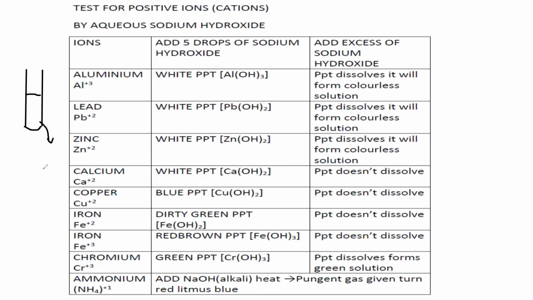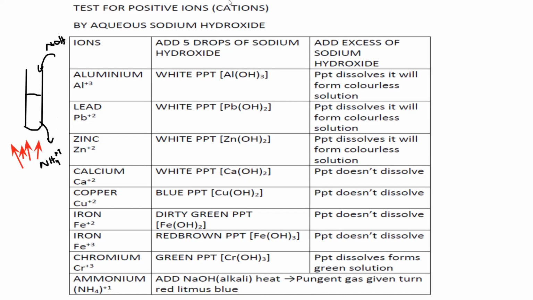So the ammonium ion, NH4+, is there. What we did first was add sodium hydroxide, NaOH. When we add sodium hydroxide, we don't observe anything. Now we start to heat it.